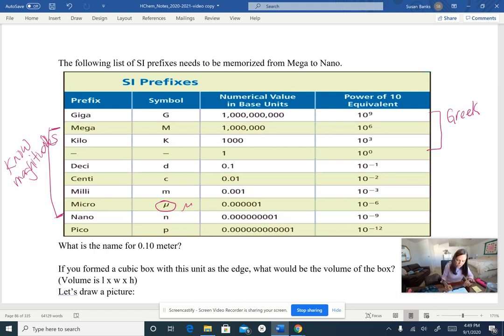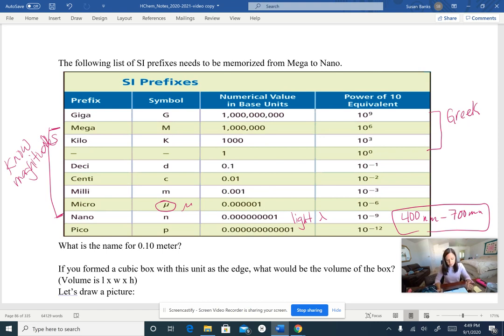We usually measure light waves, so light wavelengths, in nanometers. The visible spectrum for light is about 400 nanometers to about 700 nanometers. Those are the wavelengths that our eyes can actually see with visible light.